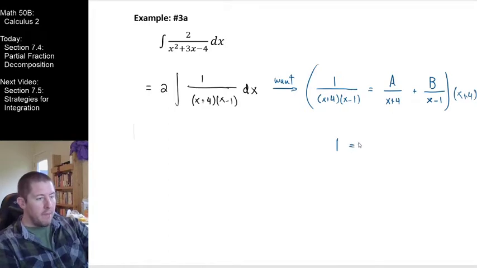On the right-hand side, when I multiply by this product of these two factors, the x plus 4 is going to cancel on the fraction with the a component, but the x minus 1 is going to survive. So I'm going to get an a times x minus 1. Similarly, for the b factor over here, the x minus 1 is going to cancel with the x minus 1 that was multiplied through, but the x plus 4 will survive.